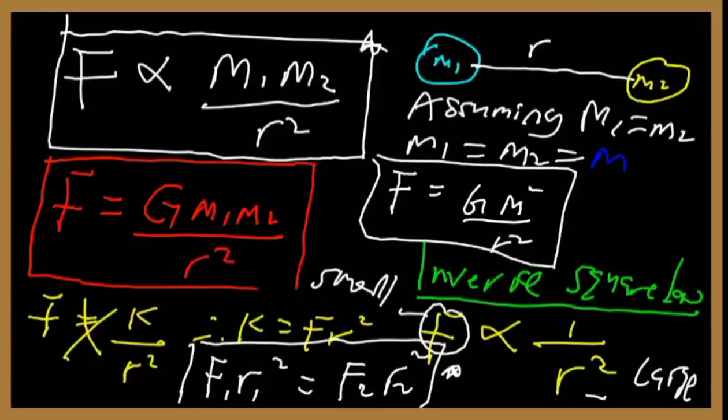Now, if I bring the two masses close to each other, what happens? This will be what? Small. Then the force of attraction will be what? Will be large. So that is it on Newton's law of universal gravitation.